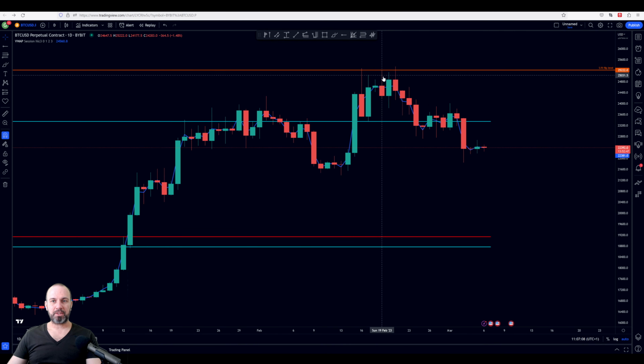Okay, so those are the two bearish arguments for this technical analysis, right? So bearish market structure, and the price got acceptance back into the value area of this range.